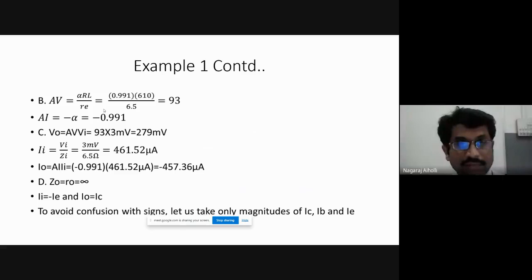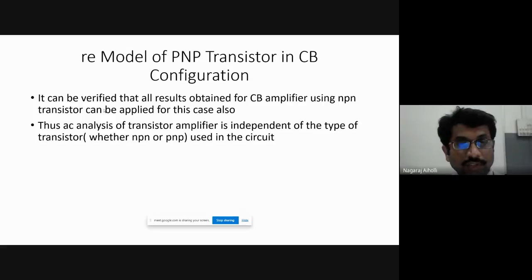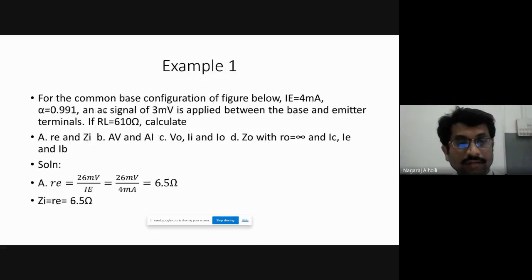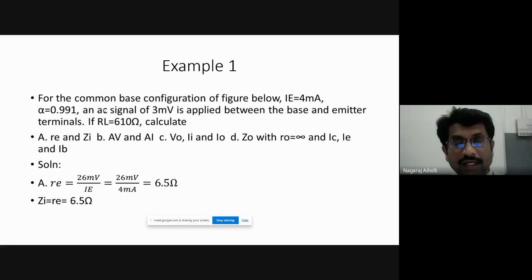Next, what about the current gain? What is the formula for current gain? AI. What is the AI formula? Formula for current gain is VI by ZI? VI by ZI is the input current, you're right. But what I'm asking is the current gain, AI, not the input current.